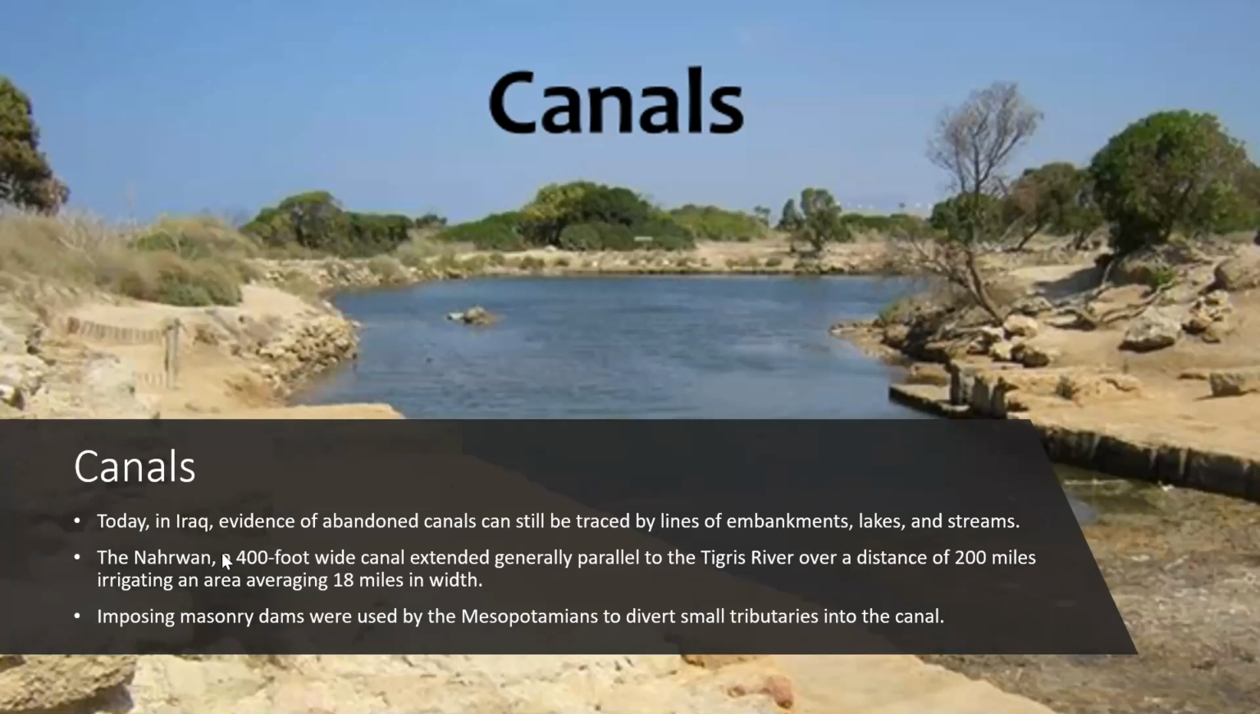The Nahrwan is a 400-foot wide canal extended generally parallel to the Tigris River over a distance of 200 miles, irrigating an area averaging 18 miles in width. So the Nahrwan is actually a canal. What about the size of the Nahrwan? The size is 400 feet wide.